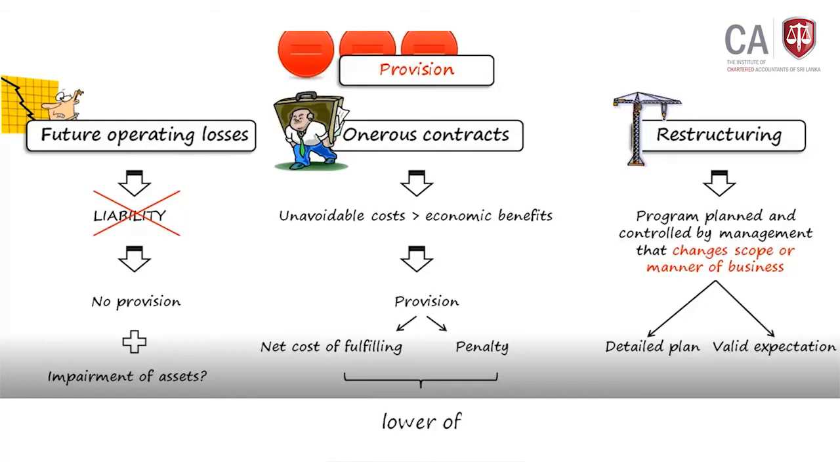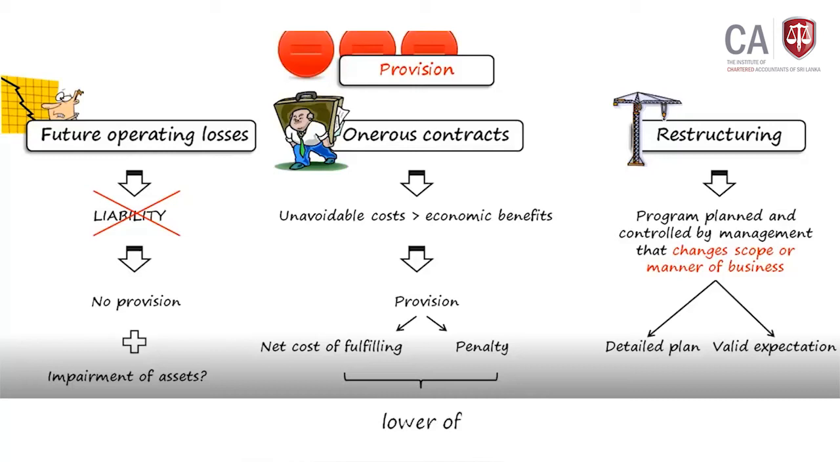Future operating losses, onerous contract and restructuring. Three terms here. The question is whether we need to make a provision for future operating losses, a provision for onerous contract, or a provision for restructuring. We will take them one by one.